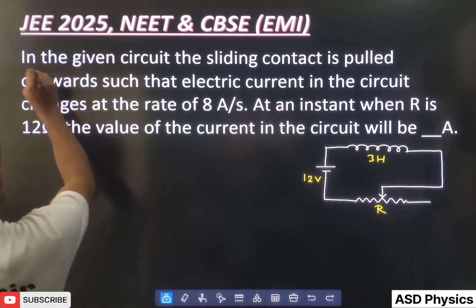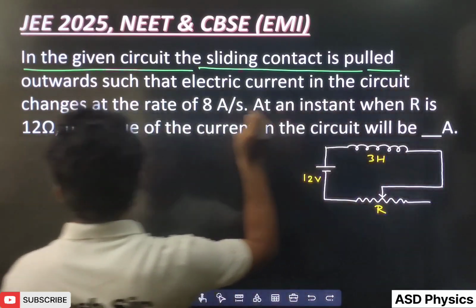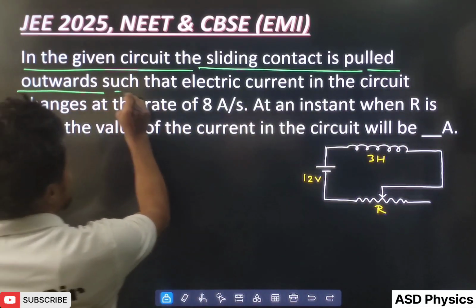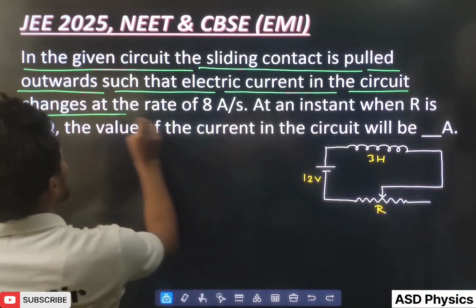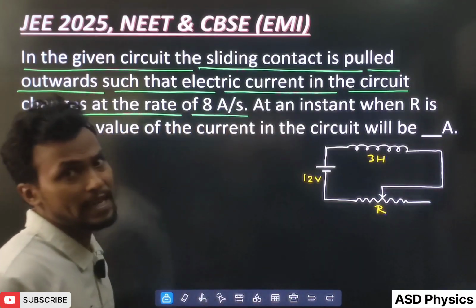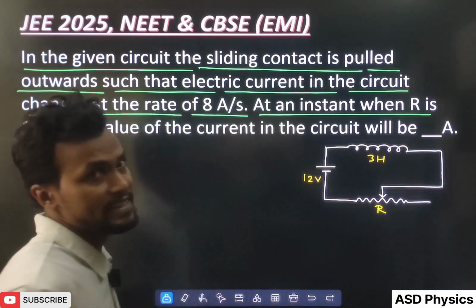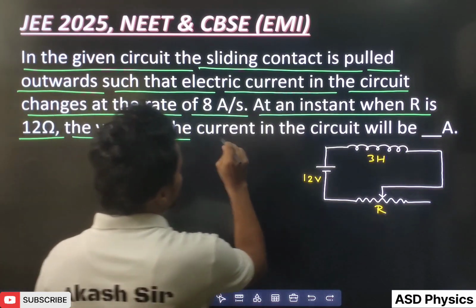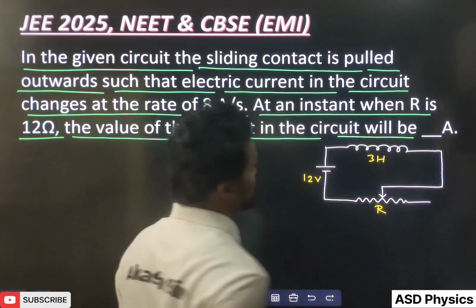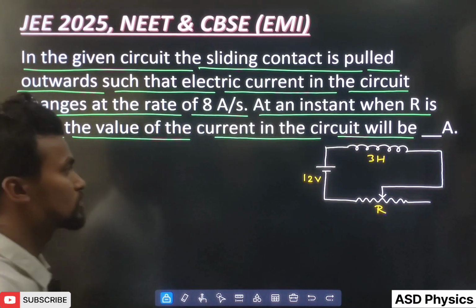The question is, in the given circuit, you can see the circuit, the sliding contact is pulled outwards such that the electric current in the circuit changes at the rate of 8 ampere per second. At an instant, when R is 12 ohm, the value of the current in the circuit will be how much? In terms of ampere we have to tell. Okay, so first we have to note down the data here.